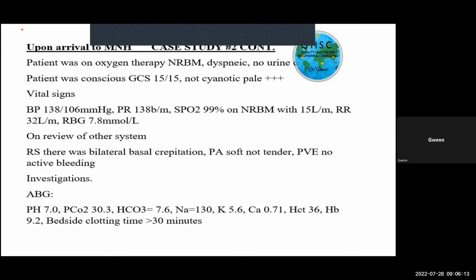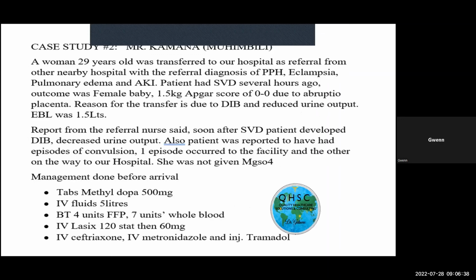Then here, the patient is already extremely acidotic. The clotting time is greater than 30 minutes. So what actually did the patient get from that point? If you go back to the other page, the patient got the blood up front and all of that. First of all, I think she was overloaded with the 7 liters of whole blood, and that precipitated some of the problems when she was transferred.